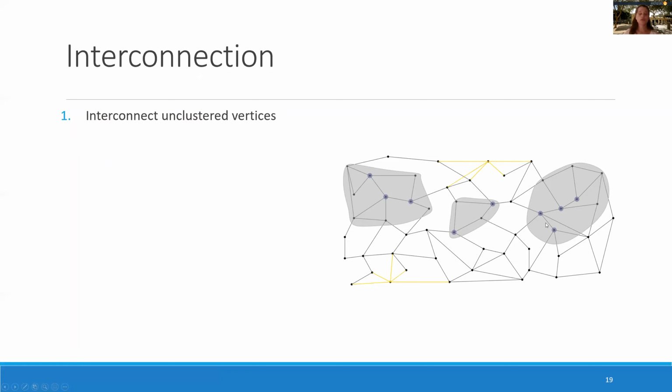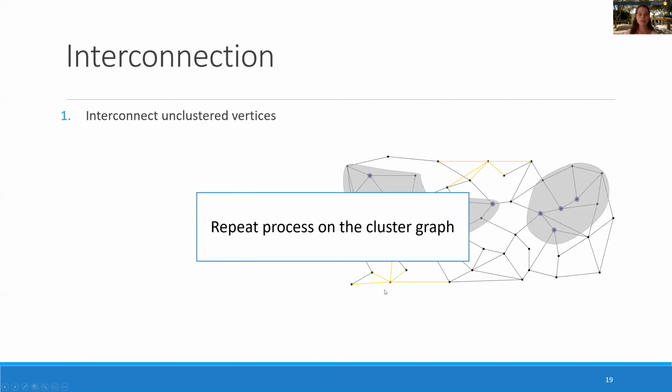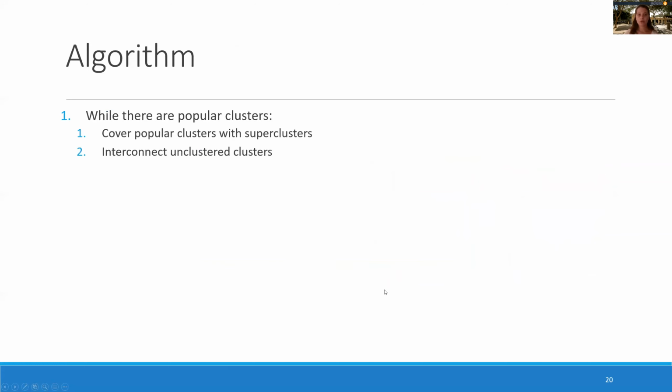When we're done with that, after we've covered all the popular clusters, we can safely interconnect the vertices that are not popular, or the vertices that are not covered, with other vertices in their vicinity, because we know that all the popular ones are covered and we're left only with the ones that are not popular. And then we repeat this process on the cluster graph. So to summarize, our algorithm works in phases. In every phase, while there are still popular clusters, we first cover the popular clusters with superclusters, and then we interconnect the remainder of the clusters.